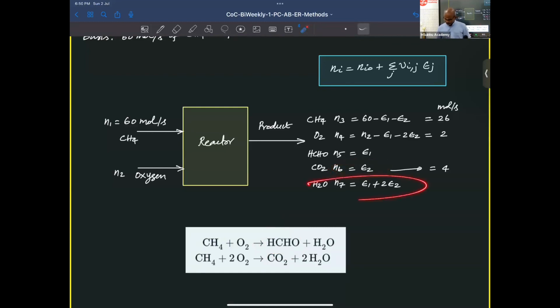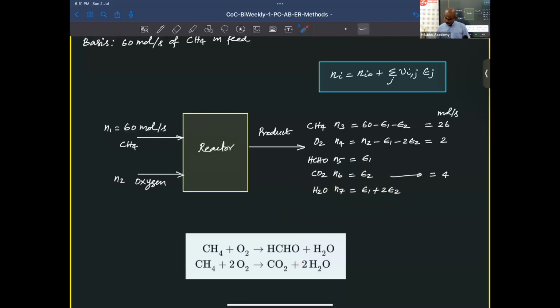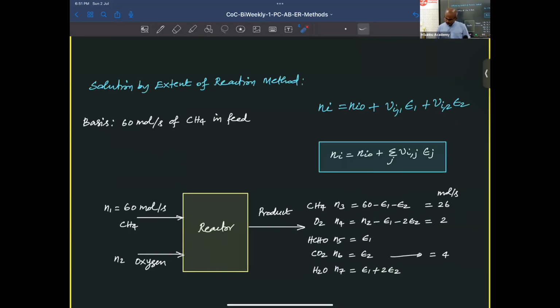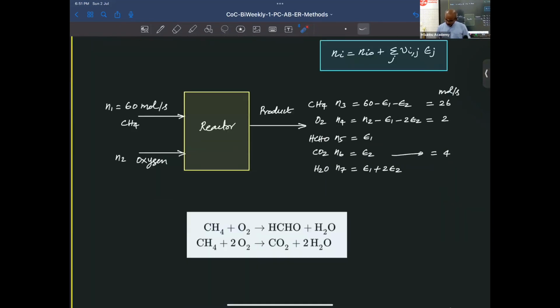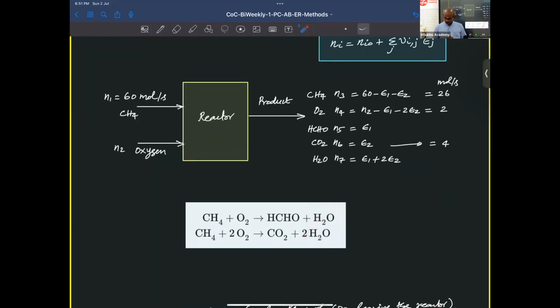That's why N6 is directly E2. And N7, water appears in both the reactions. For the first reaction, the stoichiometric coefficient is 1. For the second reaction, it is 2. That's why E1 plus 2 E2. Initially, there is no water, so it is simply E1 plus 2 into E2. That's why H2O in the product, N7, is equal to this amount.